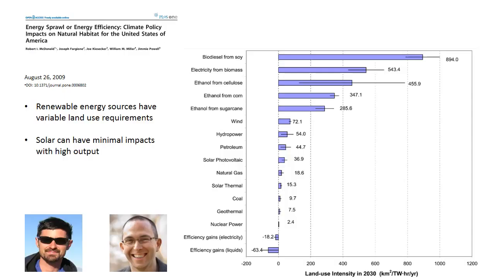We can see from the graph on the right that to produce 1 terawatt hour per year, biodiesel from soy, for example, takes 894 kilometers squared of land, where wind to generate the same amount of power only needs 72.1 kilometers squared, and solar photovoltaic only needs 36.9 kilometers squared. So what we're seeing here is that different forms of renewable energy have different land use requirements, making some of them more feasible than others to power our energy needs.